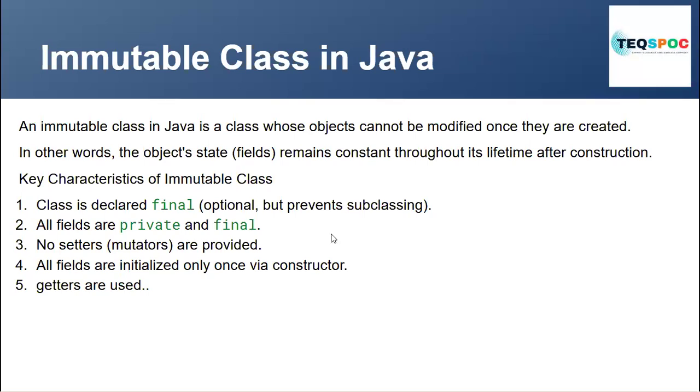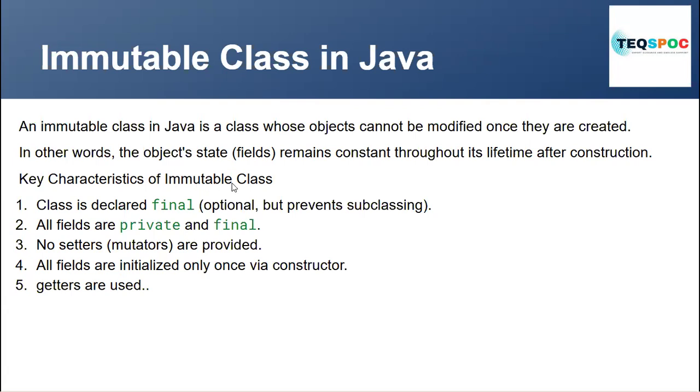So an immutable class in Java is a class whose object cannot be modified once it has been created. Meaning once you have created the immutable class, its object cannot be modified, altered, or changed. In other words, the object's state, meaning the fields of the object, remains constant throughout its lifetime after construction.